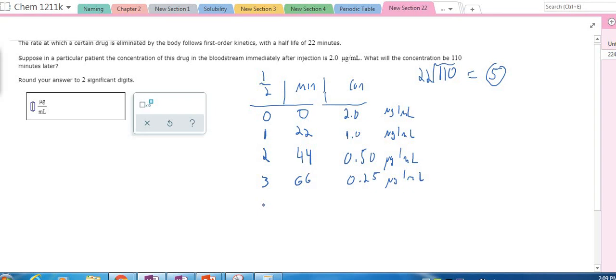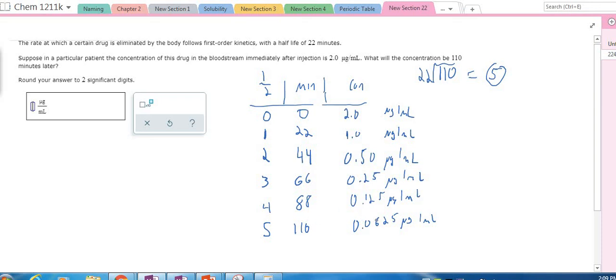Alright, and so now we're up to the 4th half-life, which is going to be 88 minutes. We should be at 0.125 micrograms per mil. It just keeps halving every 22 minutes. And finally, at the 5th half-life, there's going to be 110 minutes. And this is going to be 0.0625 micrograms per mil.